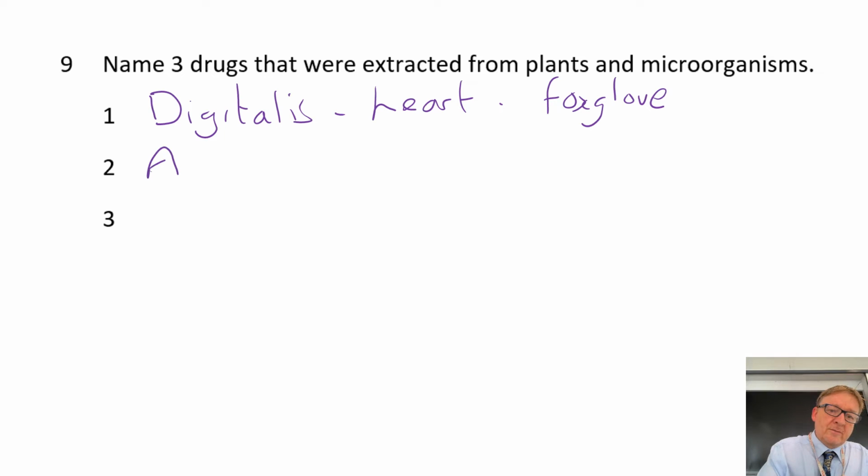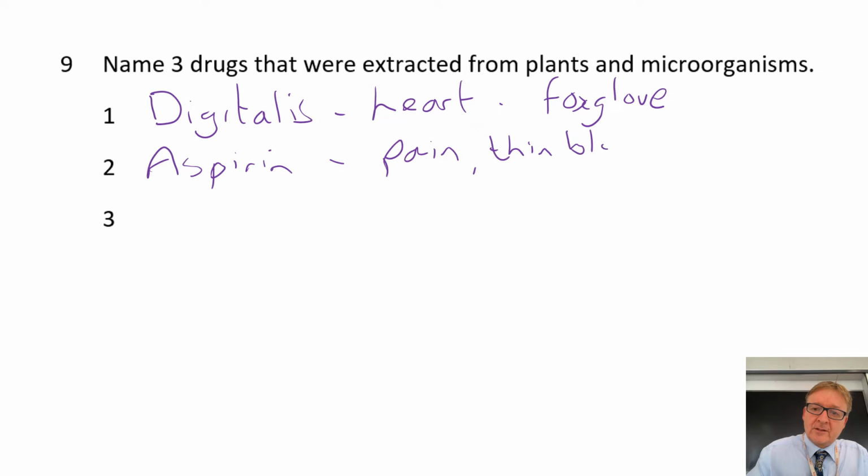Number 2, aspirin. Okay, so aspirin, what it tends to be used for is pain. It can also be used for thinning blood. Okay, and that was found in the willow tree. I have no idea how they actually found out that the bark on a willow tree has got aspirin in it.